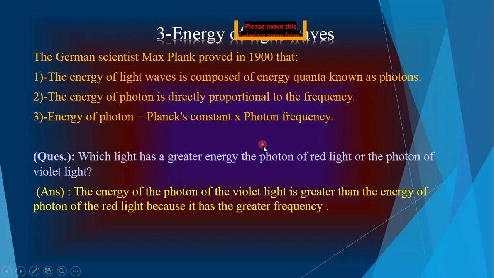طبعا هنا الviolet عندنا highest deviation وبالتالي عندنا highest frequency. يبقى طالما عنده highest frequency يبقى أكيد الانرجي photon أعلى. يبقى الانرجي photon للviolet light greater than energy photon للred because it has greater frequency.